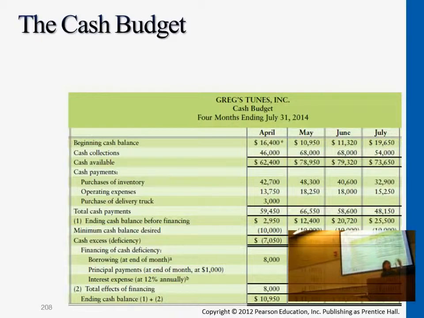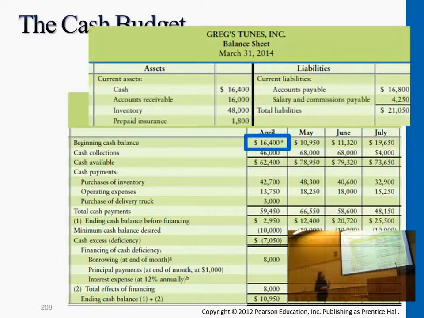So you see the first section here, we start from the cash balance. Where does that come from? From the previous month, specifically the previous month's balance sheet, right? Cash is the first account in the balance sheet. So you'll need to refer to the March 31st balance sheet to get that $16,400. That's the first line of April. For May, you get it from here. For June's balance, you get it from here. For July's, you get it from June's. But for the first month, April, you need to refer to March.